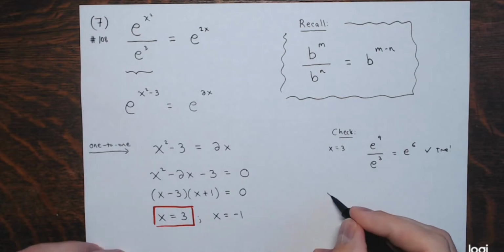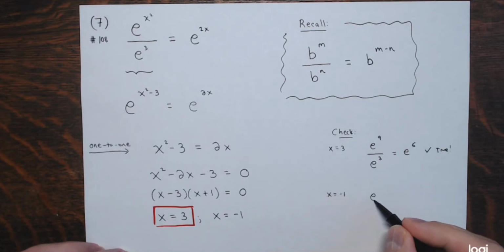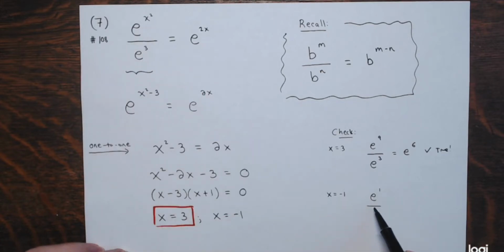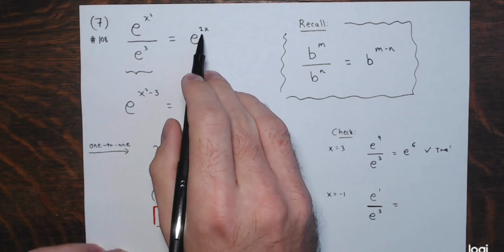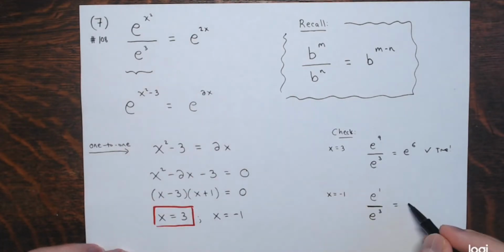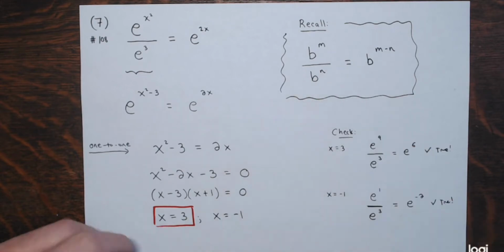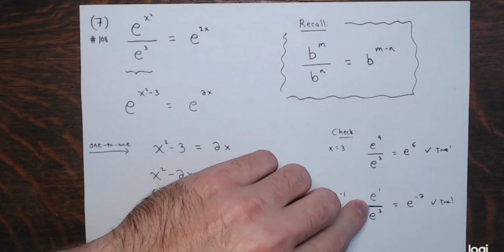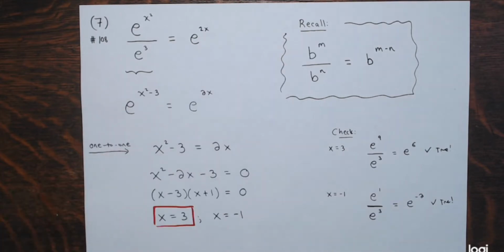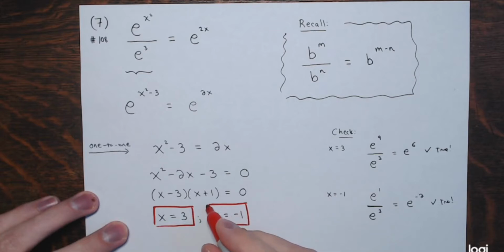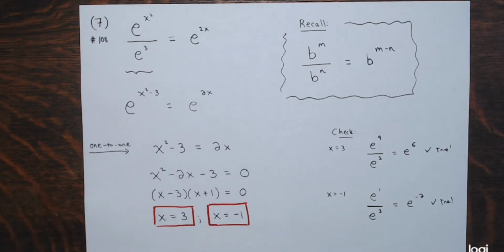And then when x is negative 1, we'd have e to the first, because negative 1 squared is positive 1. So it's just e to the first, or e, divided by e cubed, equals, and on the right side 2 times negative 1 is the power, that's negative 2. And this works too, if you apply the quotient property. This left side would be e to the 1 minus 3. 1 minus 3 is negative 2. You'd have e to the negative 2 equals e to the negative 2. That is a true statement. So 2 solutions for this last equation. Positive 3 and negative 1.